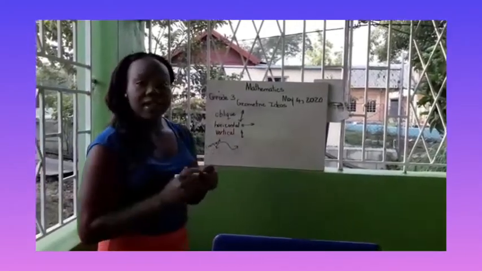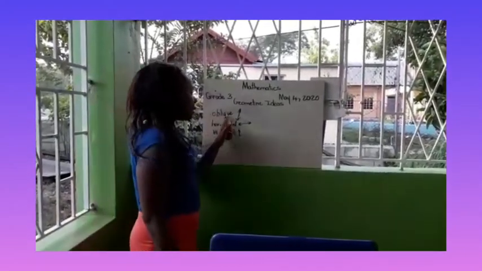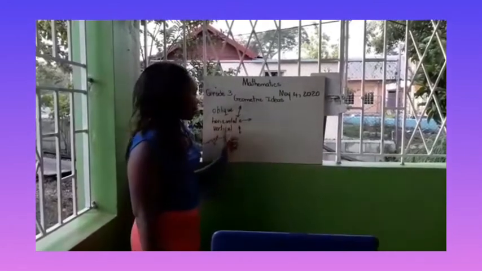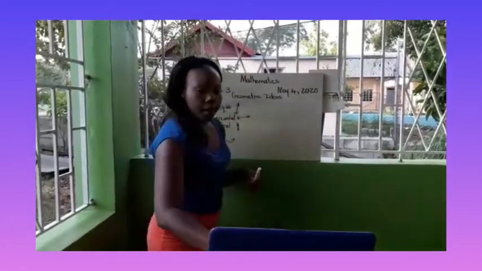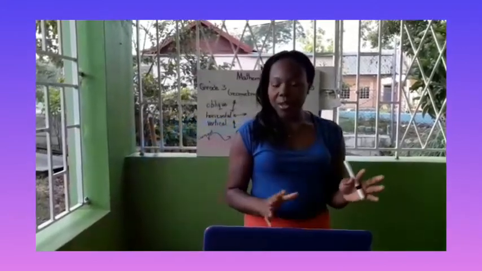Now, how many major lines do we have? We have the oblique line, the horizontal line, the vertical line, and the curved line. Very good. Now at this time, we're going to be going through the lesson, the objectives of the lesson. Now, objective number 1. What does it say?